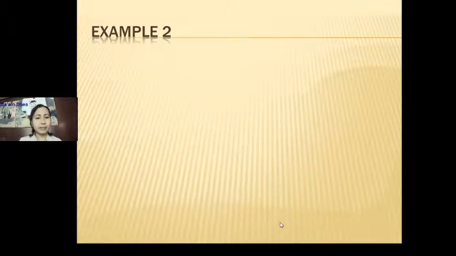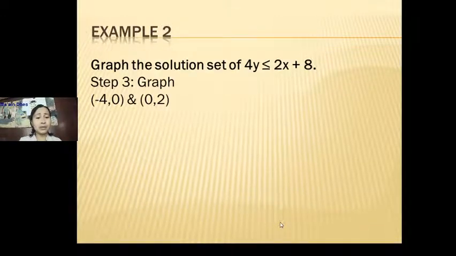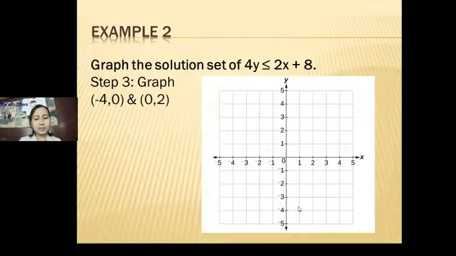Let's graph it. Okay, step 3, graphing. So, negative 4 and 0. Negative 4 on the x-axis, and your y is 0. So plot it there. Then (0, 2): 0 on the x-axis, 2 on the y. Okay, next, we're going to connect the 2 points. How are we going to connect? If you have less than or equal to, or greater than or equal to, what you're going to use is a solid line. Okay, connecting it by a solid line.